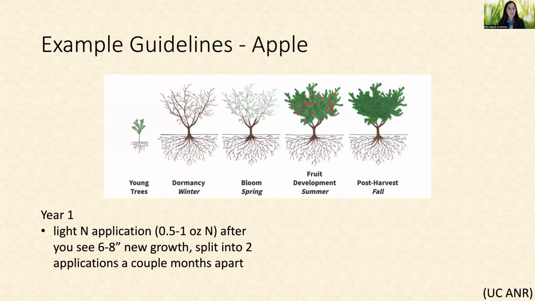So now we're going to go into timing a little bit more using the example of apples. We're going to talk about rate and timing over the course of 2 years. So let's say you plant an apple tree and in year 1, you want to do a light nitrogen application. This might mean around 0.5 to 1 ounce of nitrogen total after you see 6 to 8 inches of new growth, and you're going to split that into 2 applications just a couple months apart. The idea is we don't want to overload this tiny young tree with nitrogen, but we do want to make sure it has enough to grow. So we're going to split this application into 2 different events. This makes sure that we're not dousing it in more nitrogen than it needs.